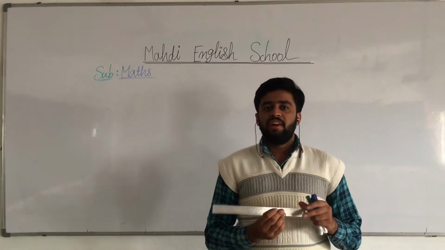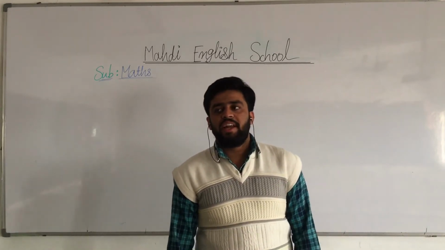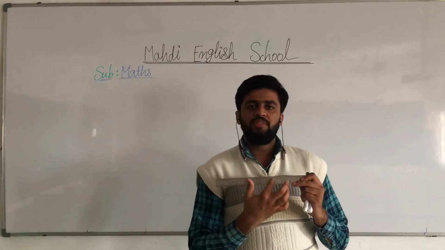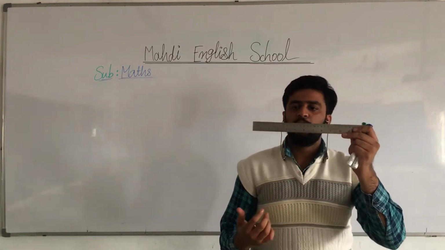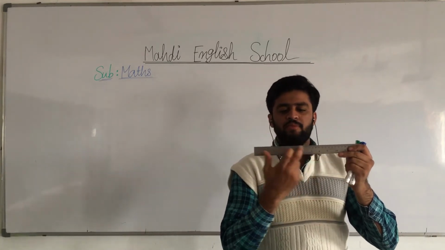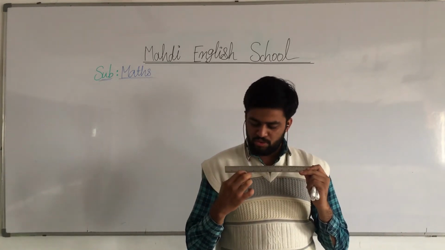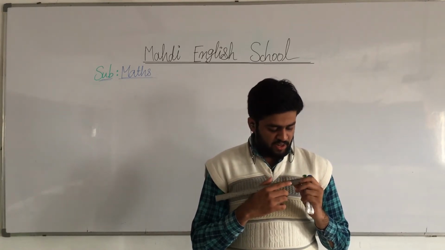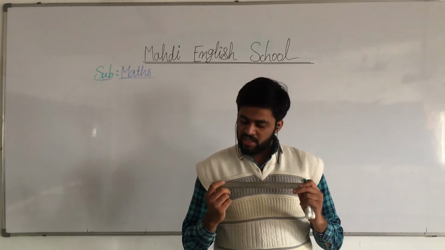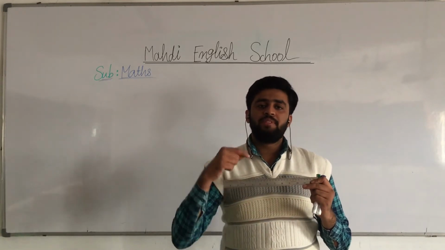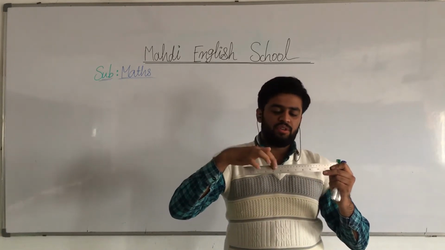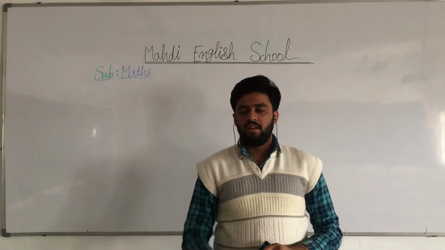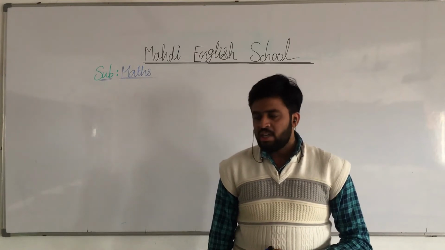Whenever you take a scale, you observe all the digits. Here is 1 2 3 4 5 6 7 8 9 10 11 or 12. But that is the large digit, and on the upper side is the small digit, 1 2 3 4 5 till 30. But we also have a small scale.